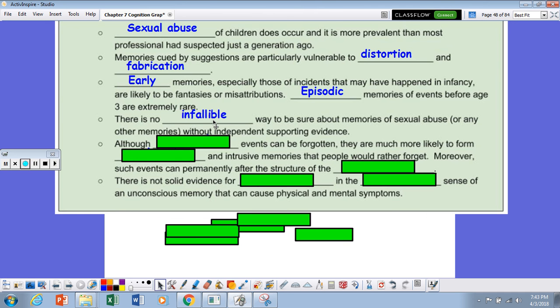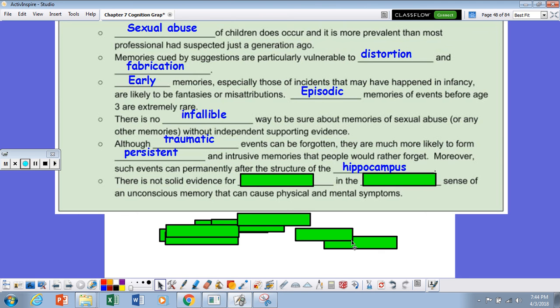There is no infallible way to be sure about memories of sexual abuse or any other memories without independent supporting evidence. Although traumatic events can be forgotten, they are much more likely to form persistent and intrusive memories that people would rather forget. Moreover, such events can permanently alter the structure of the hippocampus. There is not solid evidence for repression in the Freudian sense of an unconscious memory that can cause physical or mental symptoms.